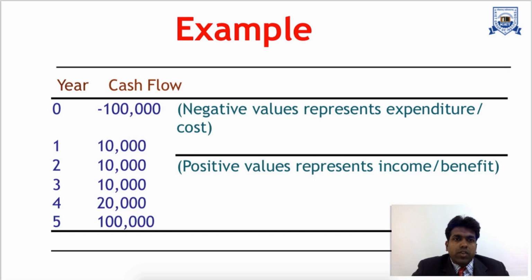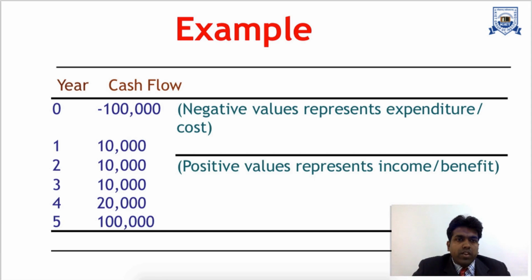Whatever the cost or expenditure is, it is represented in negative value, and the others are shown in positive value. That means these positive values are income, benefits, and all other things, which are basically represented as positive values.